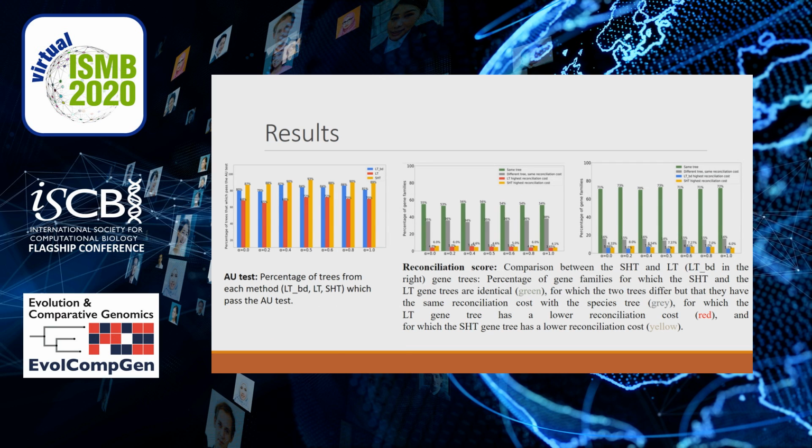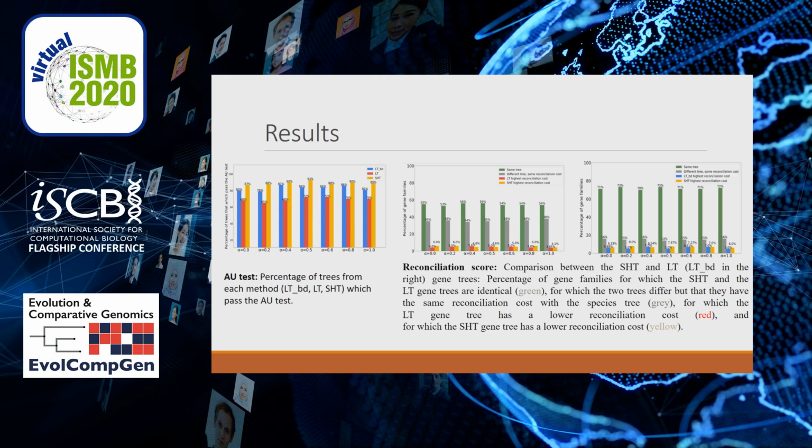Here, we wanted to know the percentage of trees from each method which pass the IU test. At the left, the yellow color, SHT, represents the percentage of trees from our approach which pass the IU test. The blue and the red colors represent the same percentages from the Ensembl approach which pass the IU test. We observe that our approach performs better than the Ensembl approach.